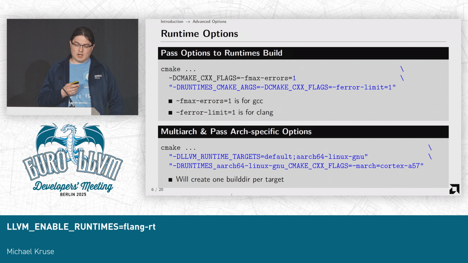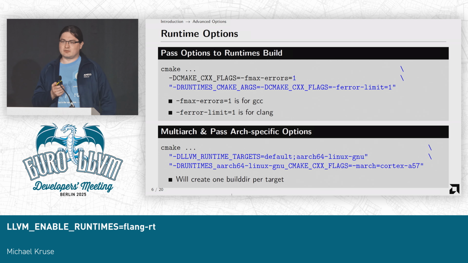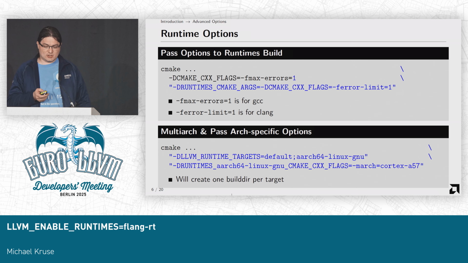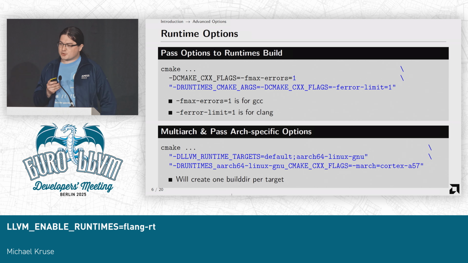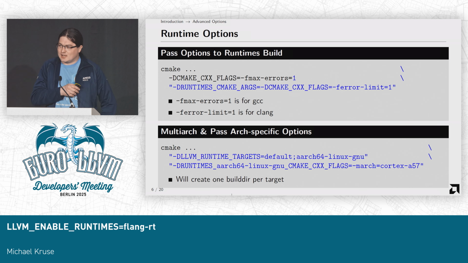There are some options you may not know about because they are not really advertised, not even in CCMake. You can, for instance, pass your own options to the runtimes build within your build directory. This is done with RUNTIMES_CMAKE_ARGS. In this example, you can have this from the outer projects. If you use Clang, GCC, for instance, it would be -fmax-errors. If you use Clang for the runtimes build, the flag with the same effect is not -fmax-errors, it's -ferror-limit, something that has always bothered me somehow.